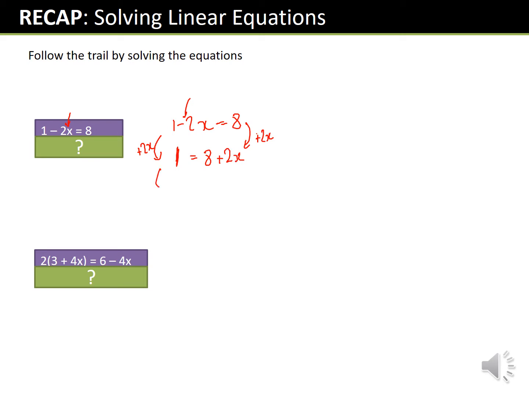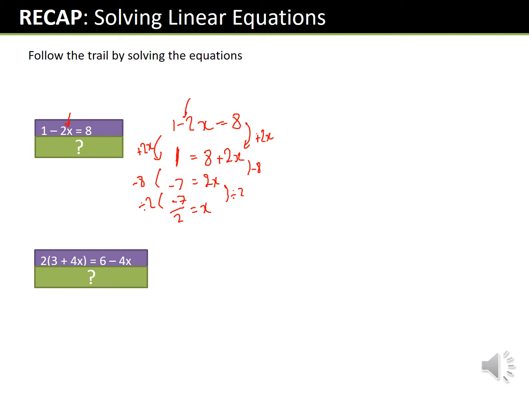Then to get x on its own, we need to minus 8. So we've got minus 7 equals 2x. Then to solve, we just divide by 2, which gives us minus 7 over 2 equals x.